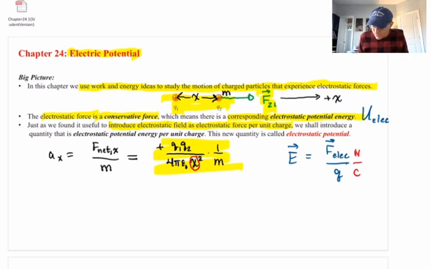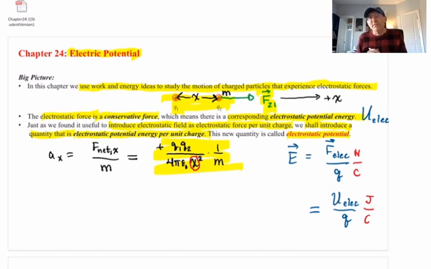In this chapter, we're going to introduce a quantity that is electrostatic potential energy per unit charge. In other words, U electric over Q, with units of joule per Coulomb, energy over charge. And we're going to give this quantity its own name, electrostatic potential energy per unit charge. And the name for it is the name for the title of this chapter, electrostatic potential.